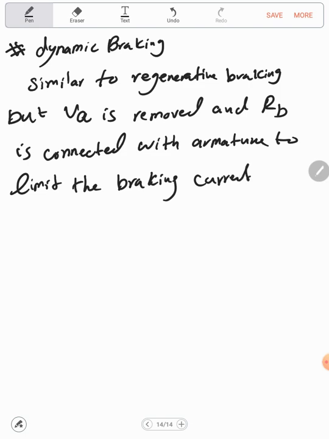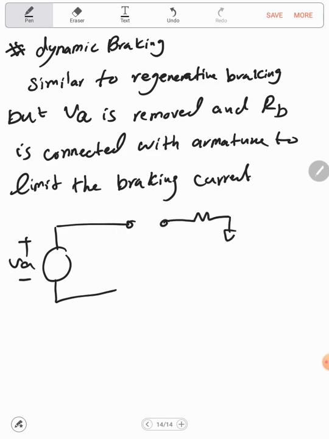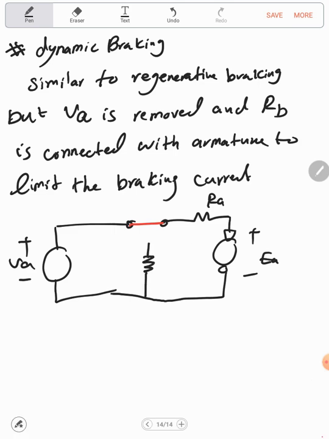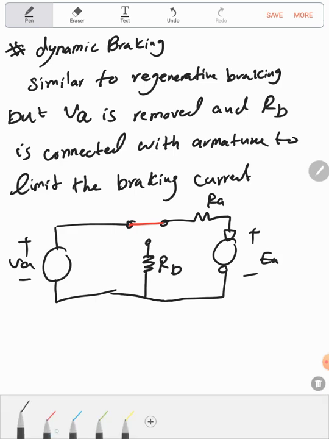So how that can be done? Let's assume that this is the configuration that we have, plus minus VA here. The machine was operating. Plus minus EA. This is the RA. Now this is the switch. Now here we are connecting external resistance, which is RB. And now in the dynamic braking, this switch will go from here to here.